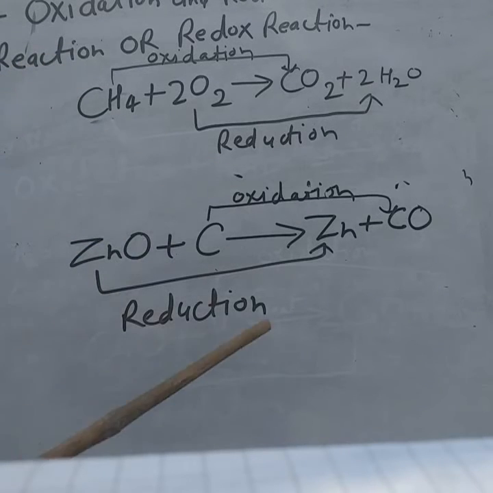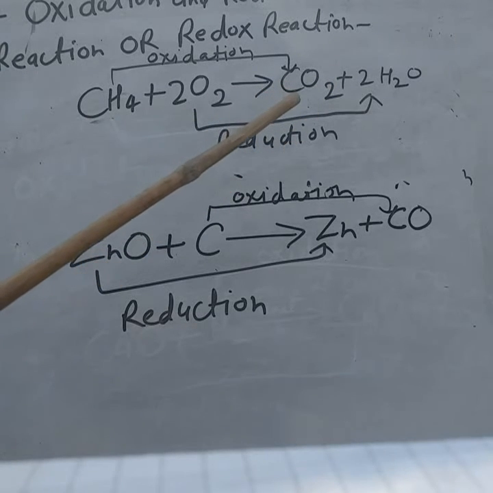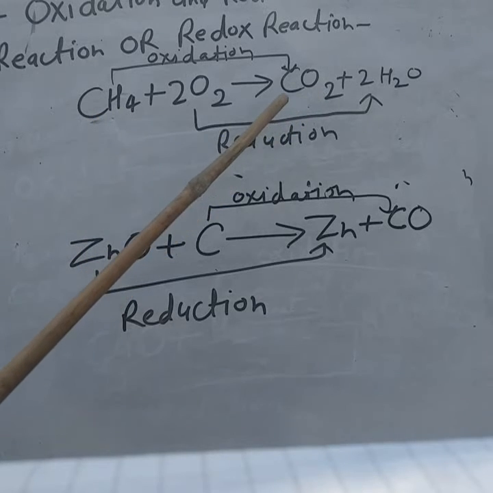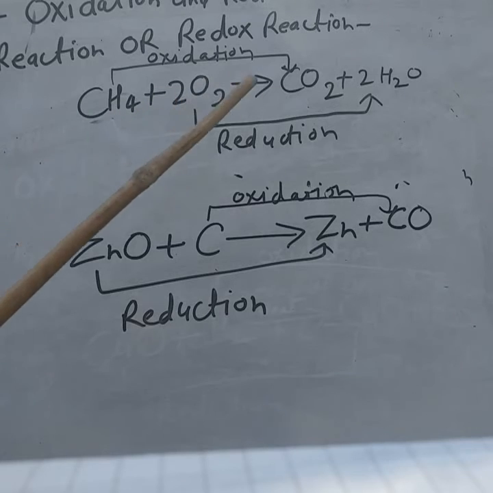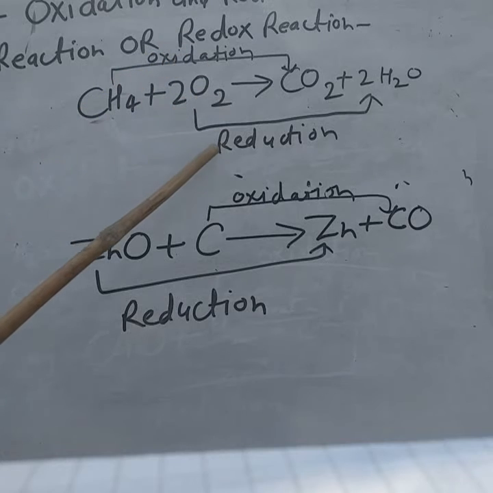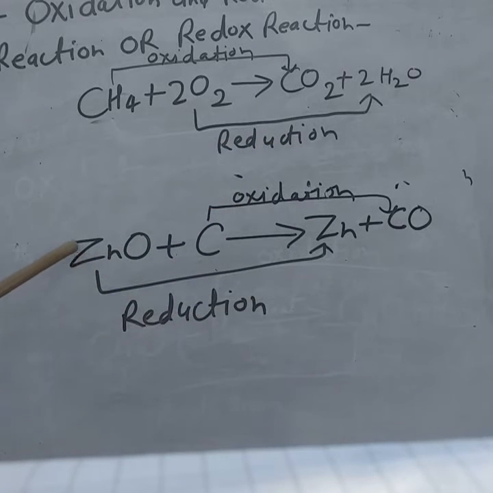This is another example of a redox reaction. CH4 plus oxygen reacts and gives CO2 and H2O. From CH4 to CO2, oxygen is added and hydrogen is removed. So this is called oxidation, and this process is called reduction. Both oxidation and reduction are obtained, so the whole reaction is called a redox reaction.